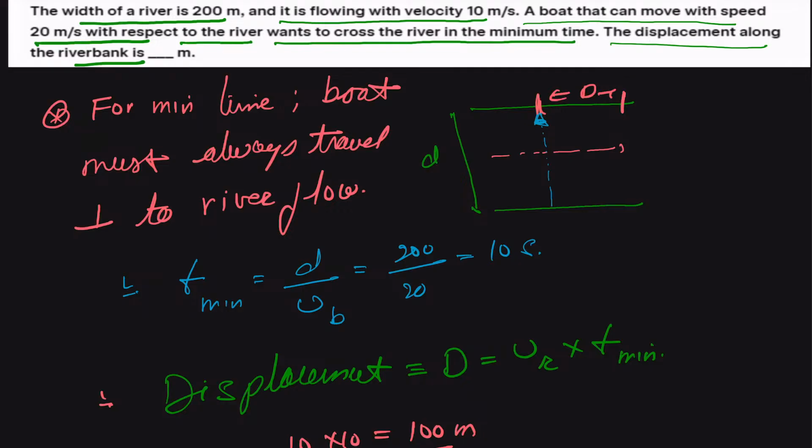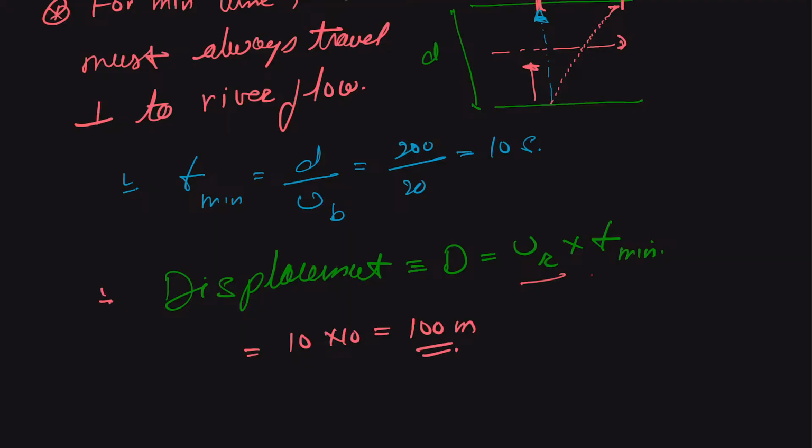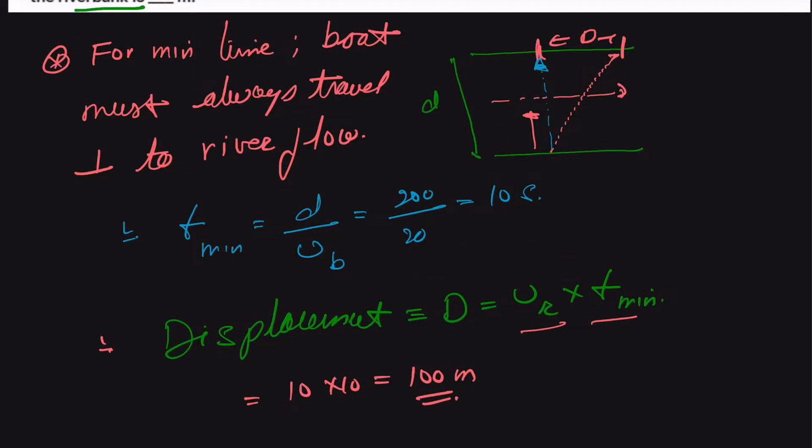Because of the river, the actual direction in which the boat will travel will be something like this. It will try to travel always in the perpendicular direction, but because of the river flowing, it is going to force the boat to have a displacement of D, that is the velocity of the river multiplied with the minimum time. So for minimum time, the boat should be traveling perpendicular, and for minimum displacement, the boat should be traveling up the stream.